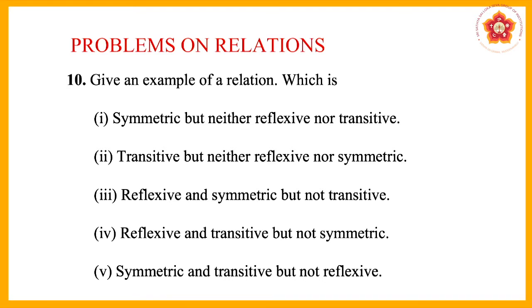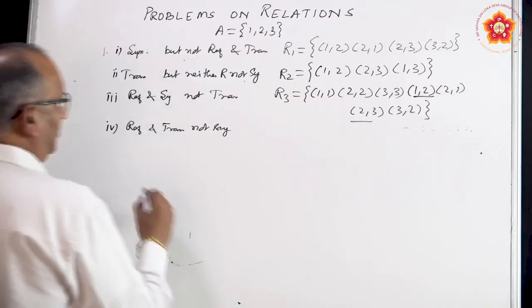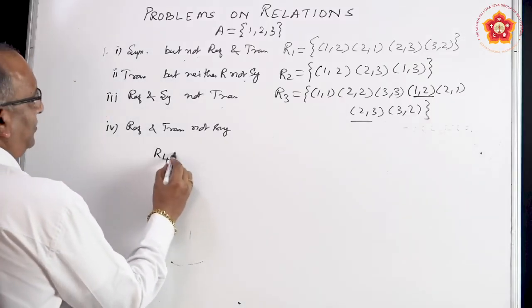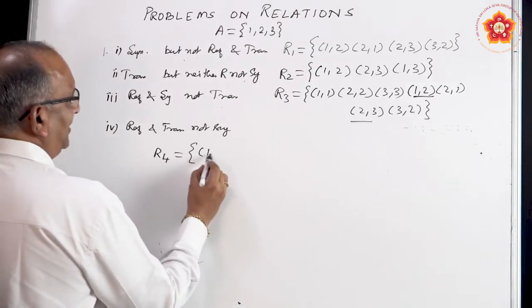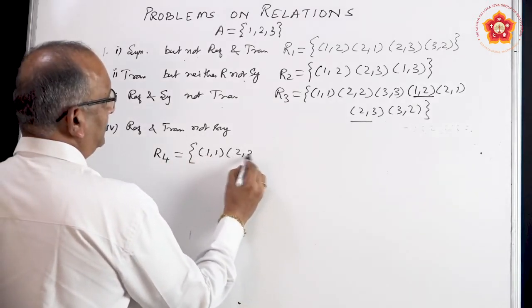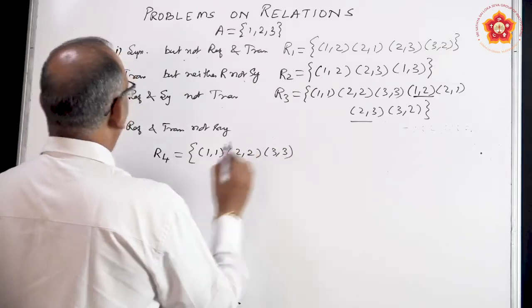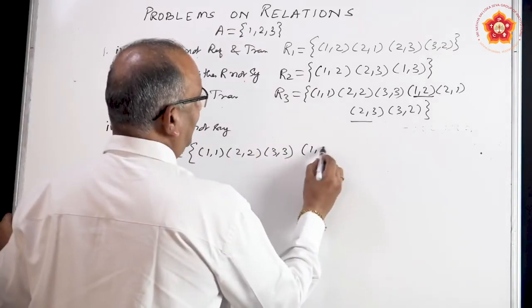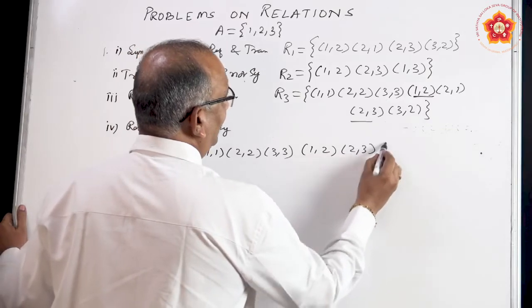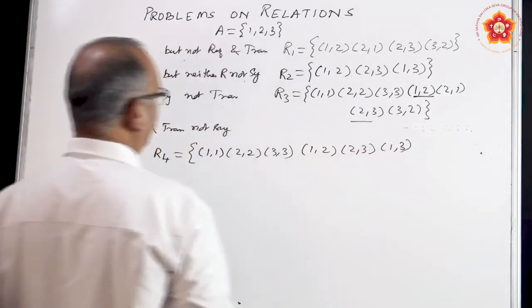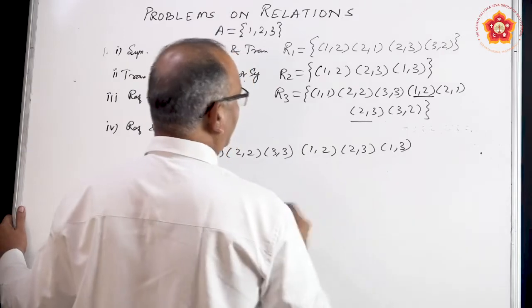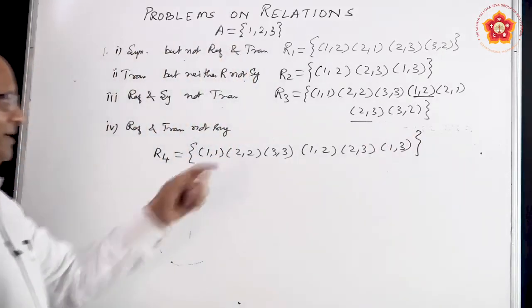Fourth one, he says reflexive and transitive, not symmetric. Once again you write on your own. Let us say this is R4 and we write it as reflexive. So let us say it is (1,1), (2,2), (3,3). Transitive, so let us say it is (1,2), (2,3), (1,3). We can close here.